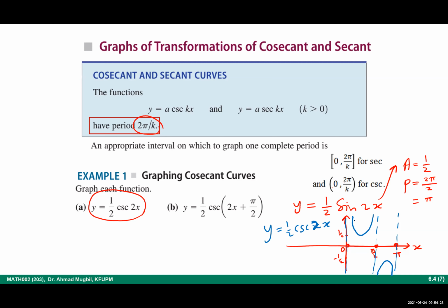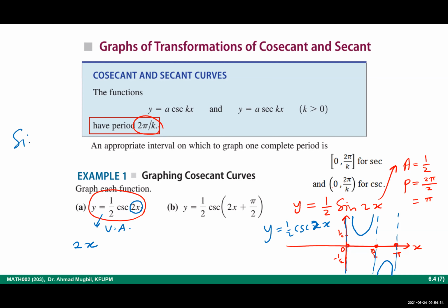How to find the vertical asymptote, ya Shabab, without sketching the graph? This is a very important question. It is very repeated in all the exams. So if the question was just about the vertical asymptote, what will you do? You will ask yourself when this function is undefined. This will be undefined at the zeros of sine. So what are the zeros of sine?